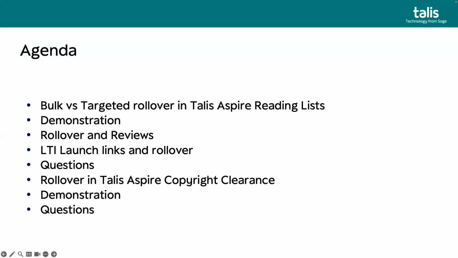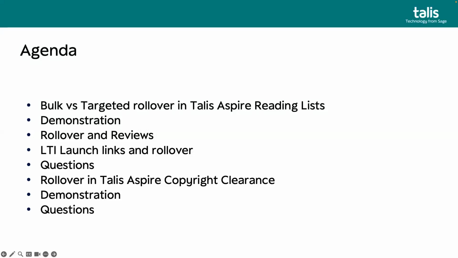So what will we be looking at today? We will be looking at the different ways you can roll over: bulk rollover and targeted rollover within Talis Aspire reading lists. There will be a short demonstration of those different routes to rolling over your lists. We will talk a little bit about reviews and how they are impacted by rolling over, and any housekeeping you might need to do within your system. We'll be looking at what rollover means for your LTI launch links, and that's a little more complex than it used to be because some of you are now on 1.3 and some of you are still on the older standard. We will pause for questions at that point, but do drop questions into the chat as we go.